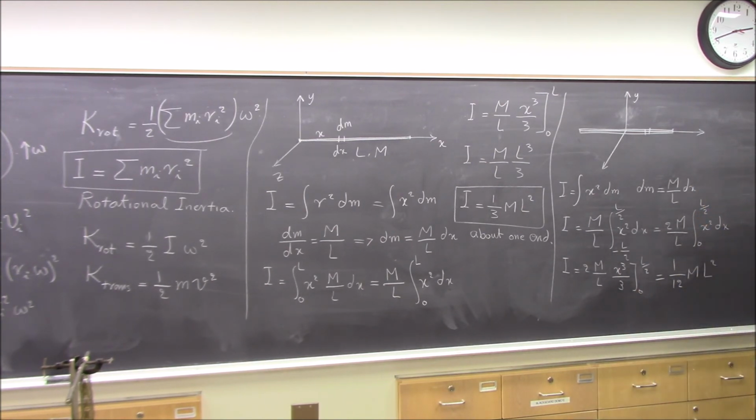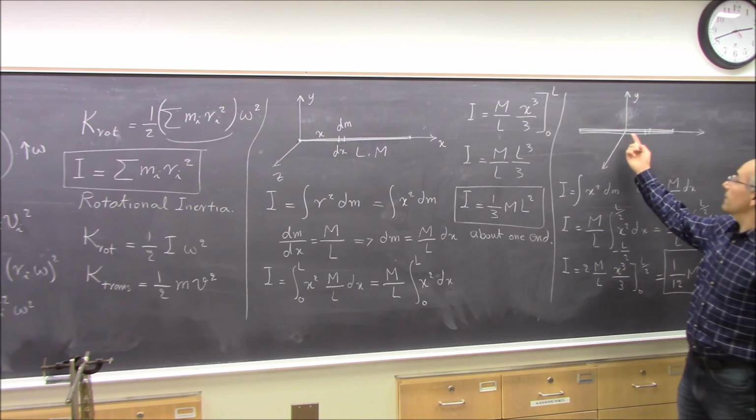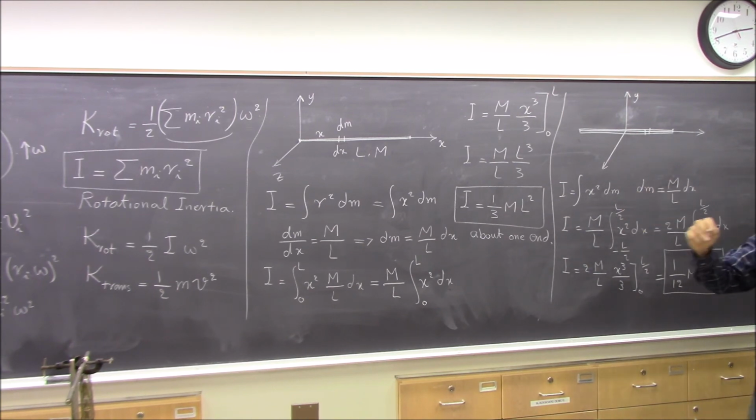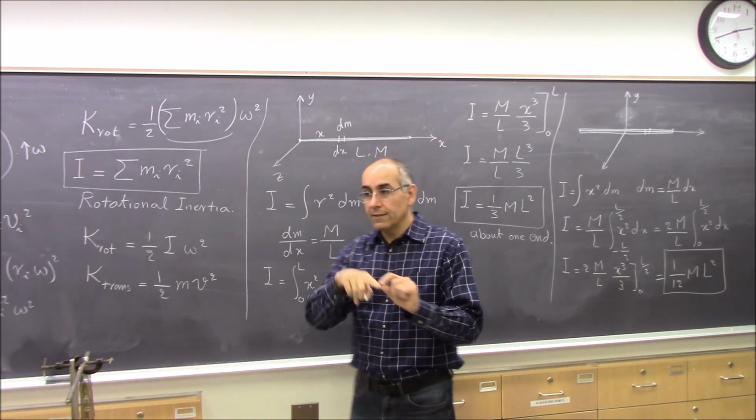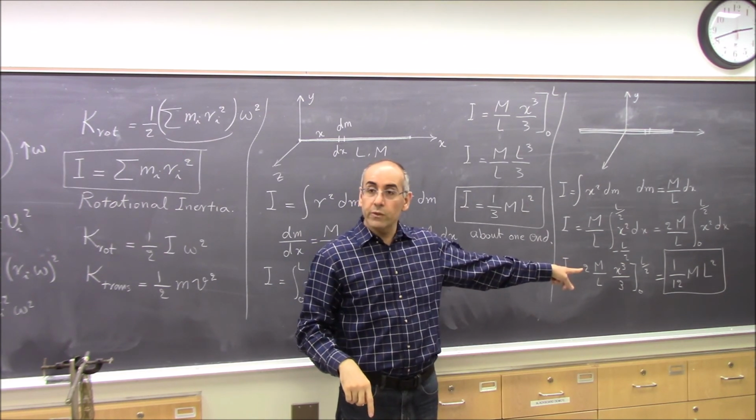But one of the L's cancels also, right? So you see, around the center of the rod, if the axis of rotation is perpendicular to the rod but passes through the center, the rotational inertia is 1/12 M L squared.